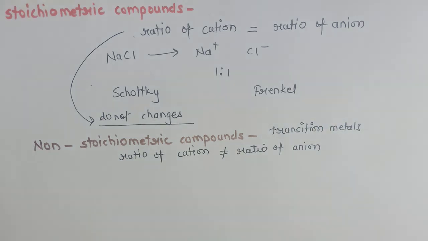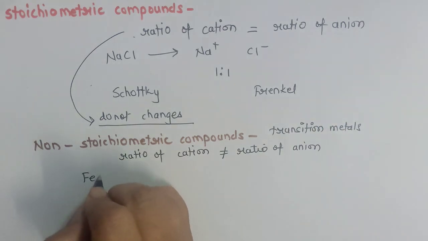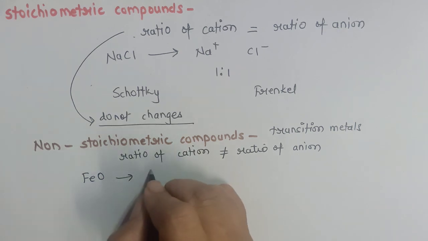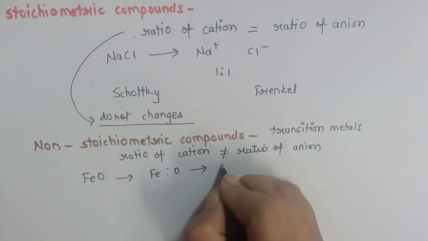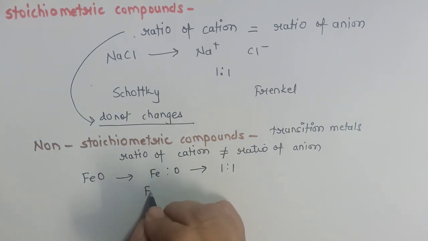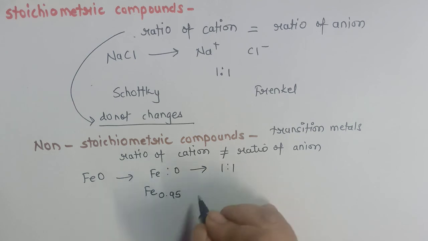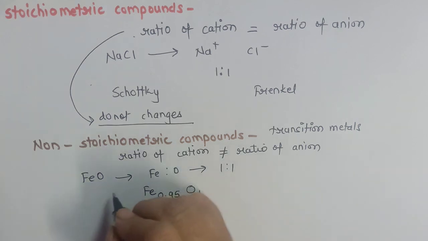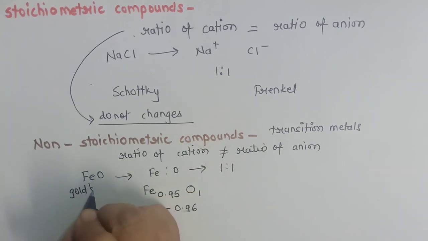Okay, coming back to this one, let us discuss the example of iron oxide. Iron oxide, as the chemical formula suggests, the ratio of iron and oxygen has to be 1:1. But it is found that iron is present in the amount 0.95 and oxygen is present as 1. The ratio of iron ranges from 0.93 to 0.96. The reason is a defect. FeO is also known as Wüstite.